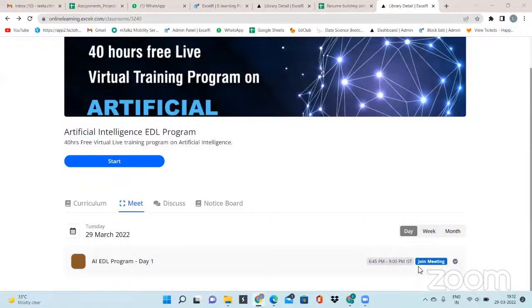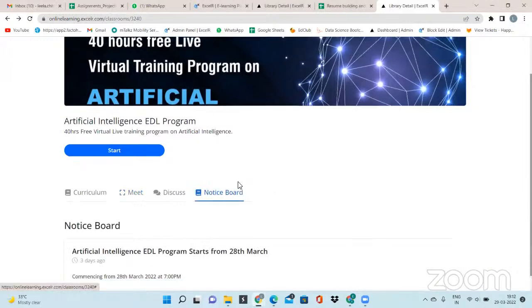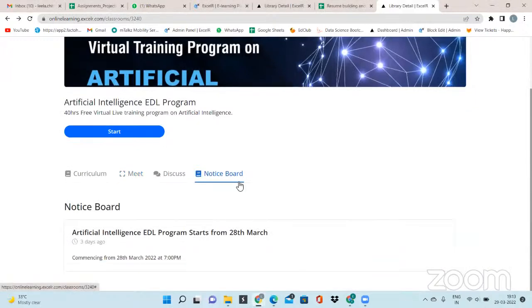You can see this join meeting tab, right? When you click on this, you will be redirected to the Zoom platform and you can attend the session. And in the notice board, whenever we upload any content relevant to this artificial intelligence program, you will be notified in this particular notice board tab.